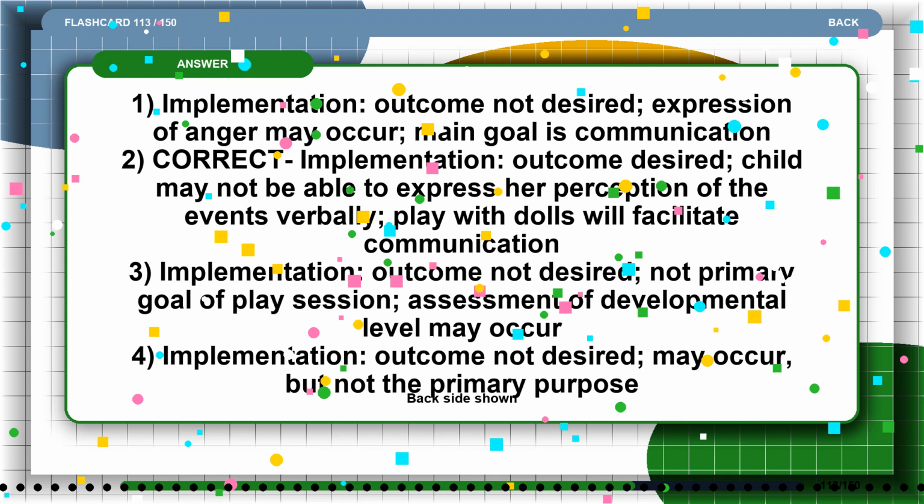The answer is 1. Implementation. Outcome not desired. Expression of anger may occur. Main goal is communication. 2. Correct implementation. Outcome desired. Child may not be able to express her perception of the events verbally. Play with dolls will facilitate communication. 3. Implementation. Outcome not desired. Not primary goal of play session. Assessment of developmental level may occur. 4. Implementation. Outcome not desired. May occur, but not the primary purpose.